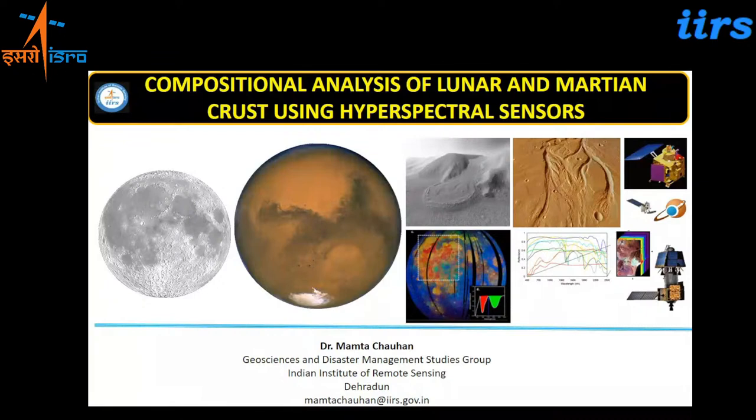As you are all aware, geological studies are not confined to Earth, and we are exploring other planetary bodies also for geological investigation using various approaches and techniques. So I will be talking about compositional analysis of lunar and Martian crust using hyperspectral sensors.